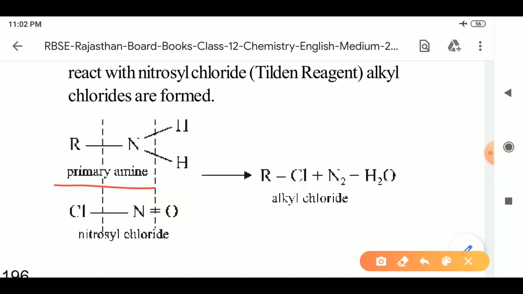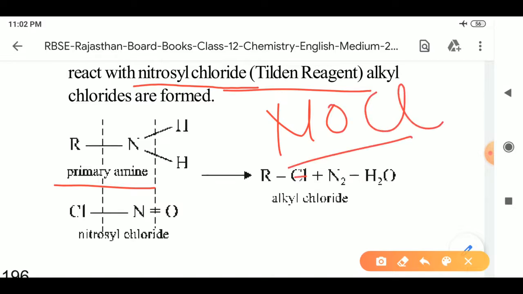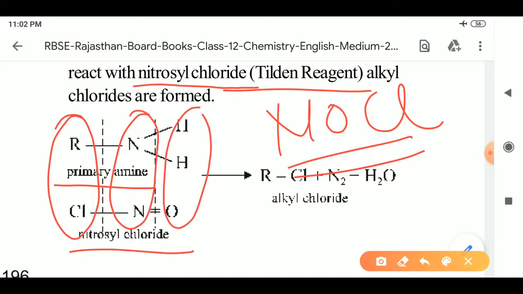RNH2 reacts with a very important chemical reagent, which is known as nitrosyl chloride, and another famous name is the Tildane reagent. The chemical name is nitrosyl chloride, and its formula is NOCl, but here it is represented as ClNO. It forms RCl, it forms N2 gas, it forms water.